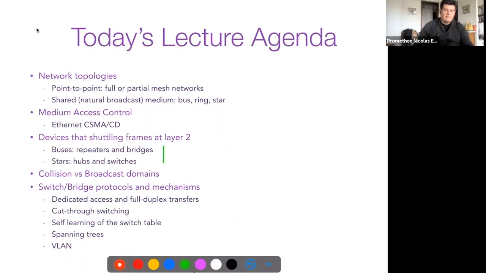Then we want to understand that local area networks moved from one segment to star topologies, using devices that interconnect multiple link segments. So either we're going to see the bridges or the switches. Then we will try to understand what a collision is and what could be the problem when we have collisions, and see a bunch of protocols and mechanisms which are very specific to local area networks. So we have a lot to cover.